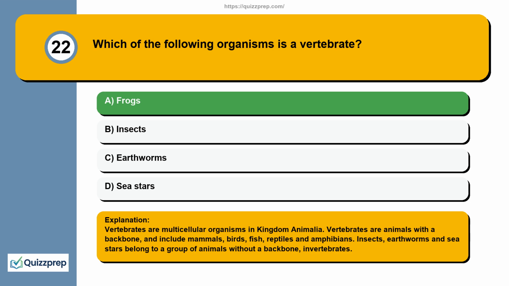Vertebrates are multicellular organisms in kingdom Animalia. Vertebrates are animals with a backbone, and include mammals, birds, fish, reptiles, and amphibians. Insects, earthworms, and sea stars belong to a group of animals without a backbone, invertebrates.